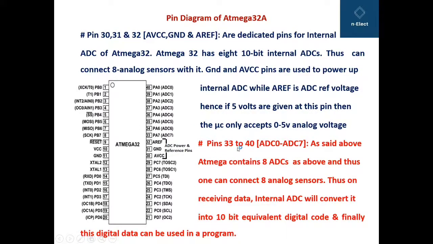Then pin number 33 to pin number 40 are the port A pins, where you can see ADC7, ADC6, likewise down to ADC0. As said above, the ATmega contains 8 ADCs, and thus one can connect 8 analog sensors to it. On receiving data, the internal ADC will convert it into a 10-bit equivalent digital code, and finally the digital data can be used in the program.